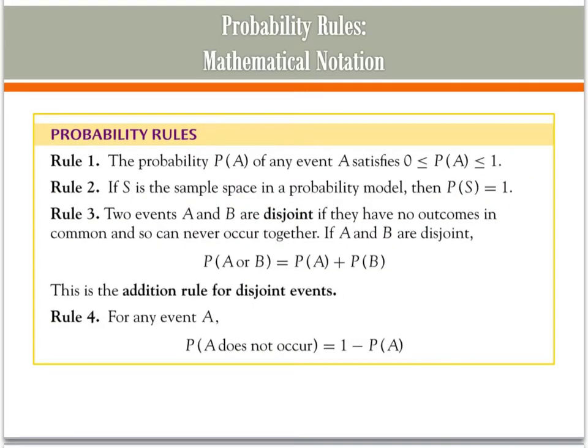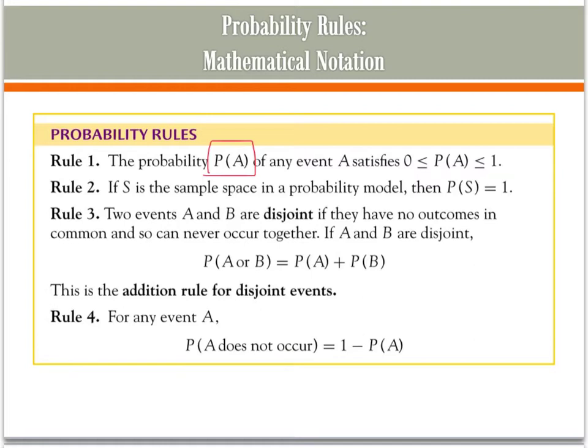So here's how we write the probability rules using mathematical notation. This is how we write the probability of event A. We put P for probability and then A in parentheses. Okay, so the first rule says the probability of any event A is between 0 and 1 inclusive. We call S a sample space, and then we say the probability of that sample space is 1. In other words, when you add up all the different possibilities, your probability has to equal 1.